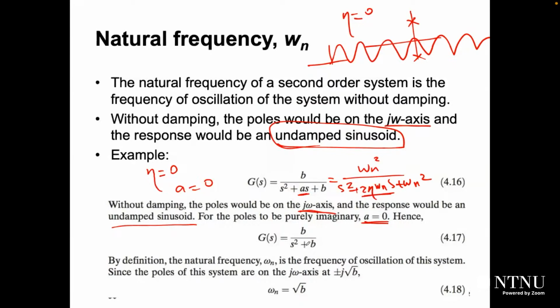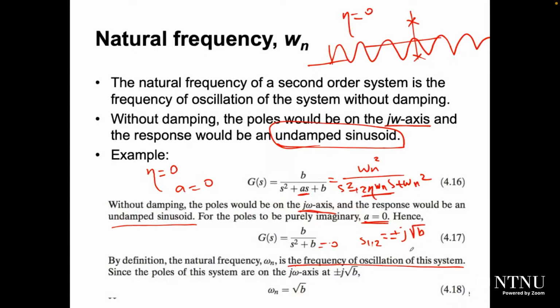By definition, the natural frequency omega n is the frequency of oscillation of the system. Since the poles of the system are on the j omega axis, they will be located at plus minus j square root of P, because we will have that real part equal to 0. So s1 and s2 will be minus plus j square root of P, right?